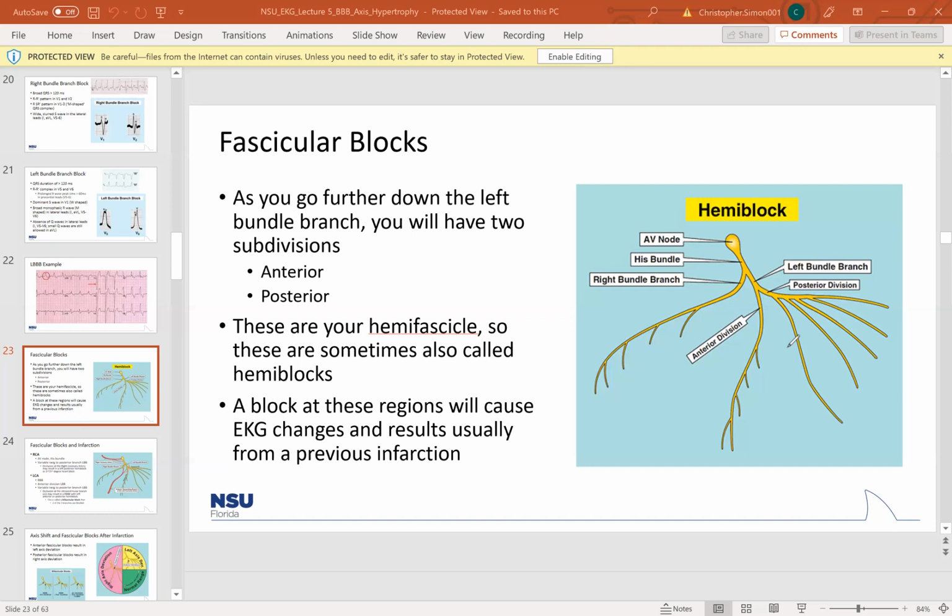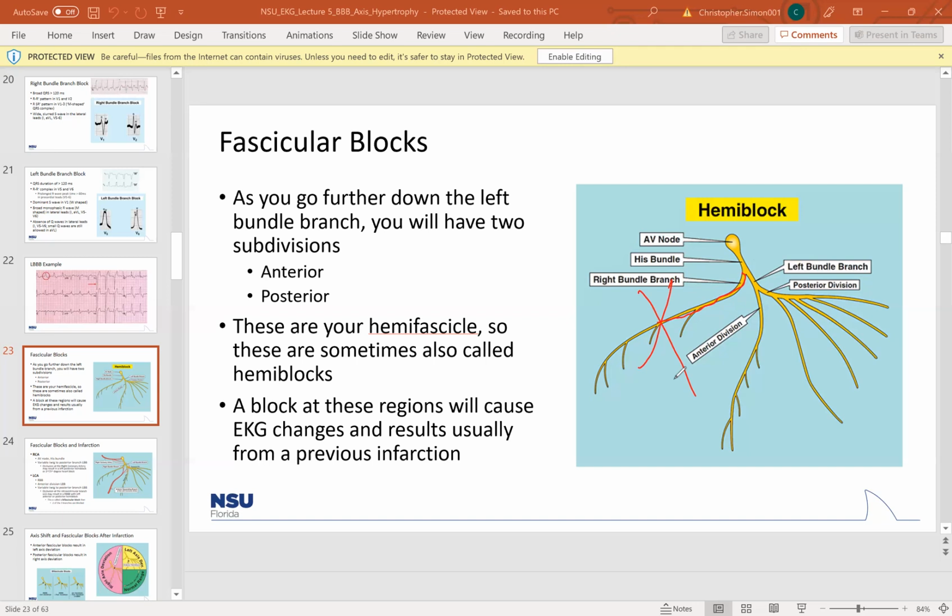If for whatever reason I made a roadblock right here and electricity could not get past this little X on the right bundle branch, we would say we had a right bundle branch block. So the electricity got blocked going down the right bundle branch somewhere for whatever reason, okay?